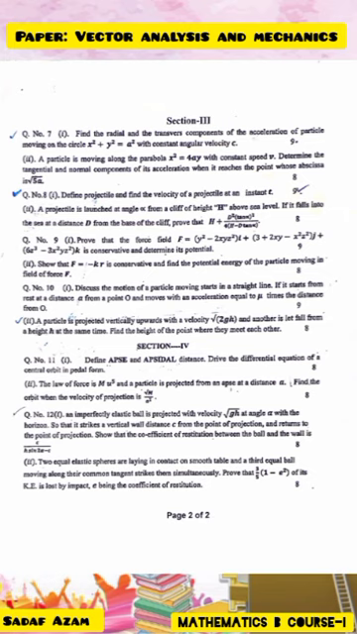Section 4. Question number 11. 1. Define apse and apsidal distance. Derive the differential equation of a central orbit in pedal form. 2. The law of force is M mu over r to the power 5 and a particle is projected from an apse at a distance a. Find the orbit when the velocity of projection is under root m over a square.